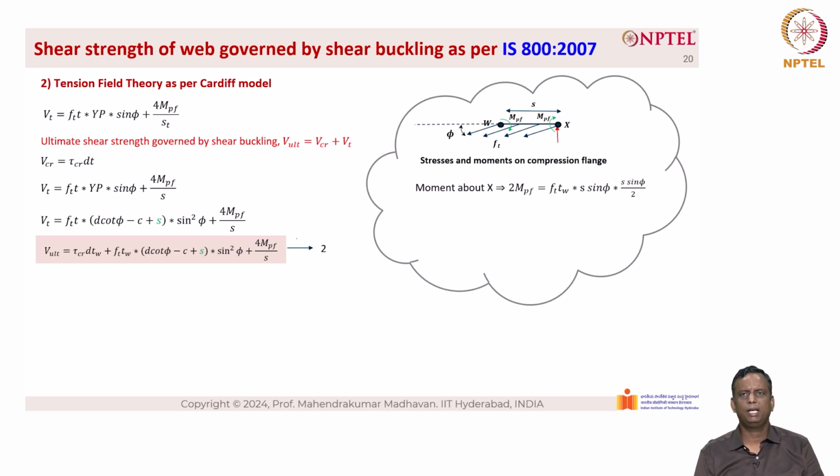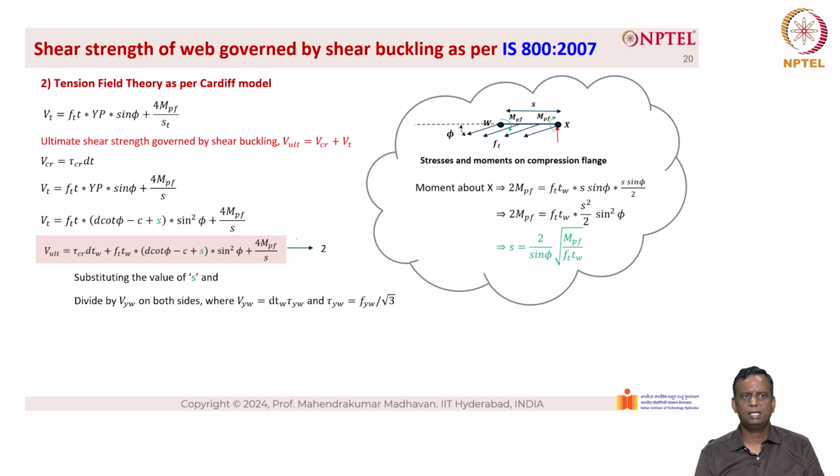Phi is the angle that it makes with the horizontal direction, and since it is a uniformly distributed load, we have to find out the lever arm distance. So the lever arm distance is the distance divided by 2. So it becomes S into sin phi divided by 2. So now we have 2 MPF equal to Ft into Tw into S square by 2 into sin square phi. So we have the anchorage distance S given as S equal to 2 divided by sin phi into root of MPF divided by Ft into Tw.